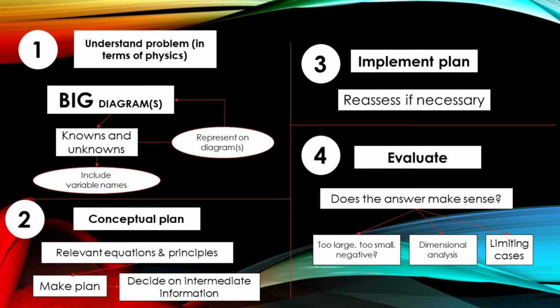After you do that, you can write what your knowns and unknowns are represented in the diagram. You want to include the variable names so you know what the initial velocity is, what the final velocity is, what the position is, what the acceleration is. After that, you want to develop a conceptual plan where you write down relevant equations and principles. In doing that, you're making a plan and then deciding on intermediate information that you need. After that, you want to implement the plan, and typically that means that you're going to be solving those equations for the things that you're looking for.